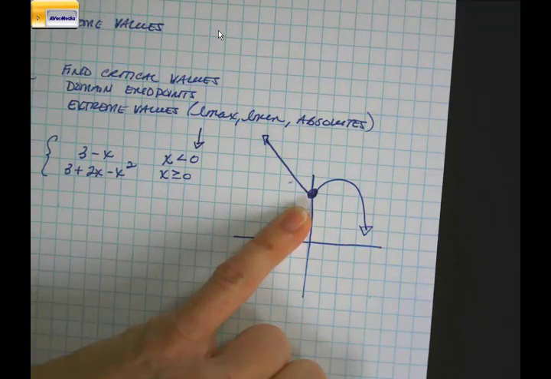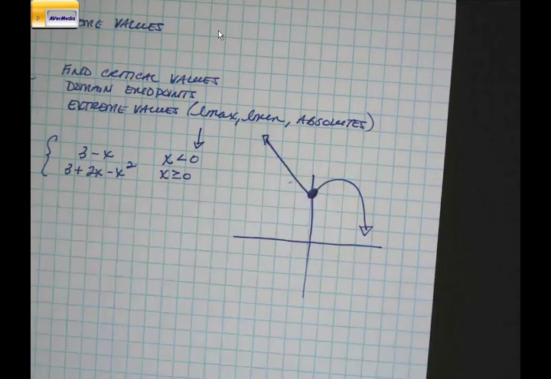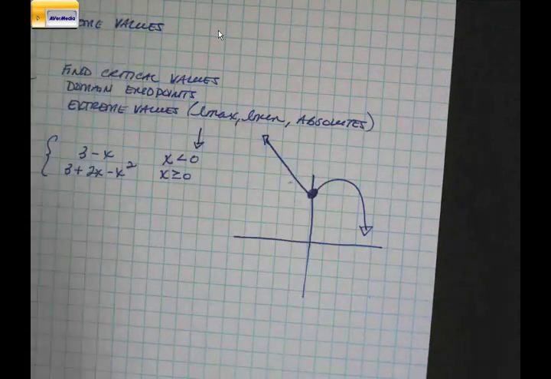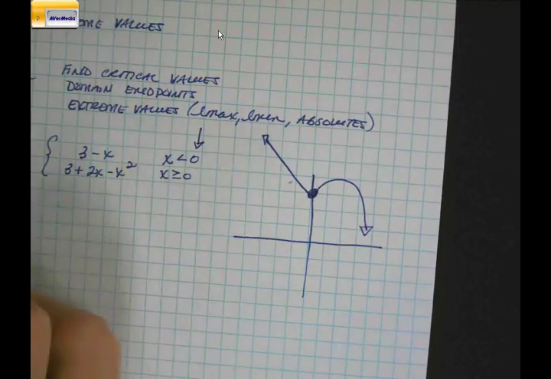But that's going to be a local min. The cusp is going to be a local min, and this is going to be a local max. And there's not going to be any absolute extremes because the end behavior is up on the left and down on the right. So then we come in here and think, okay, I'm supposed to answer this question. I'm supposed to find the critical values, which means set the first derivative equal to 0 and undefined. Well, you have to look at the two halves of the graph.